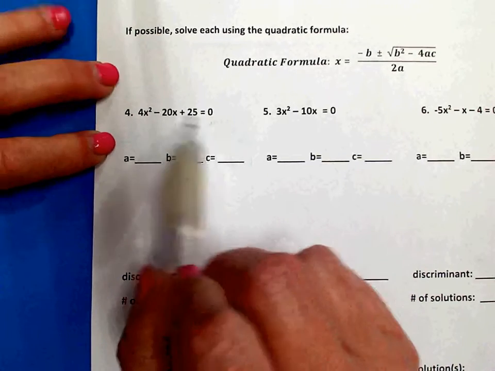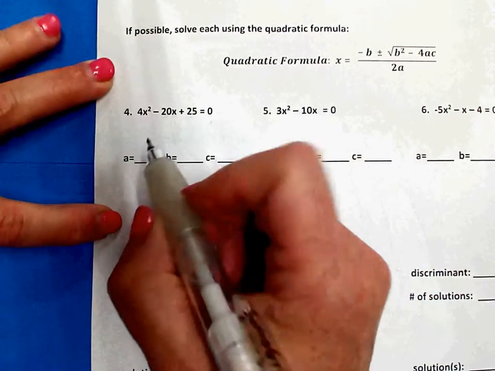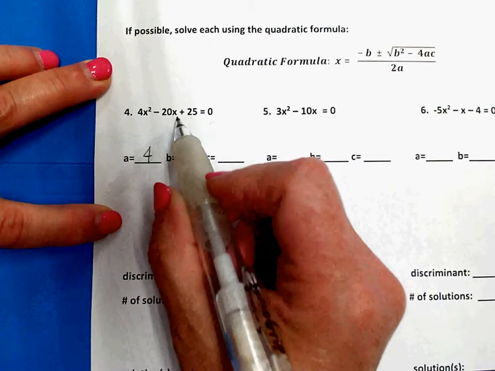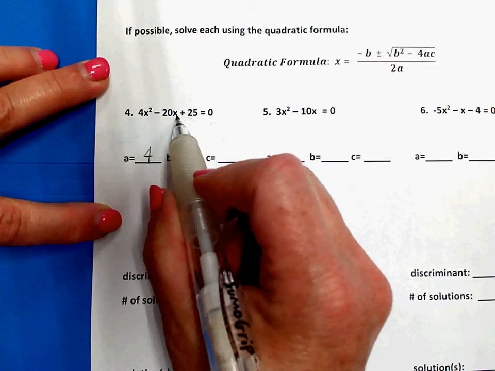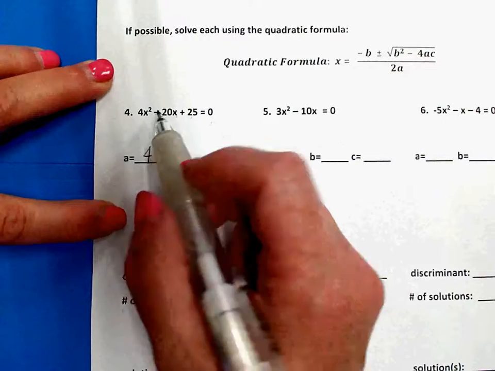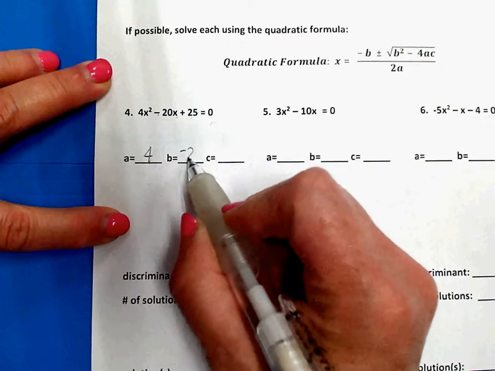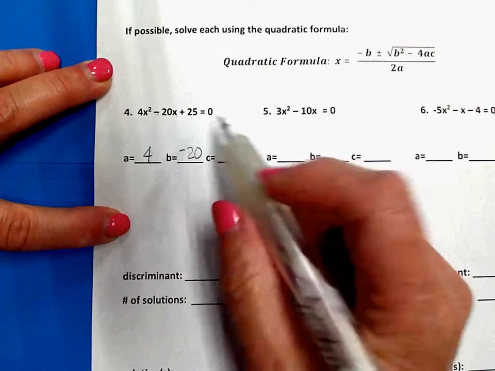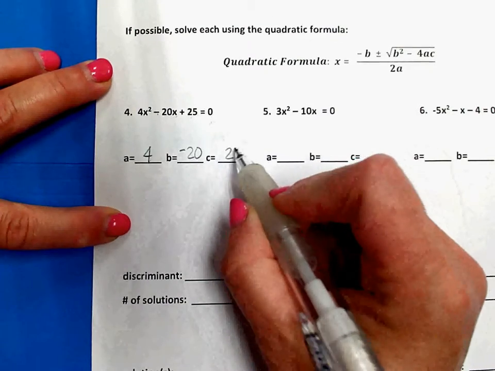And once it's equal to 0, the number in front of the x squared is your value for a. The number in front of the x is your value for b. If there's a minus sign, be sure to bring that down with it. So b is actually negative 20. And then my constant is my value for c.